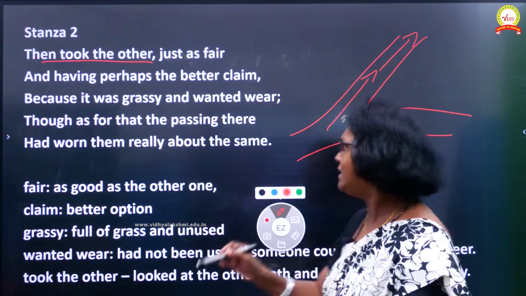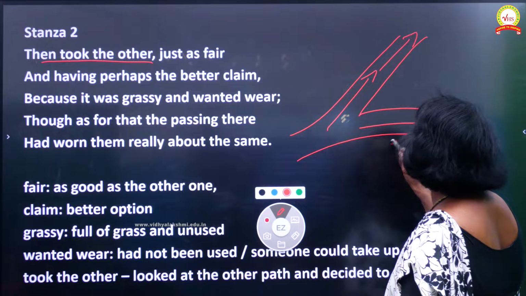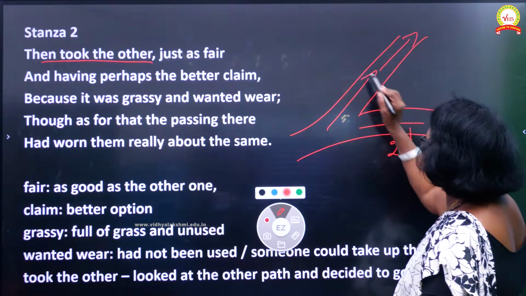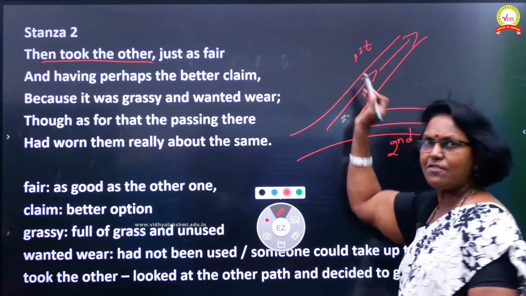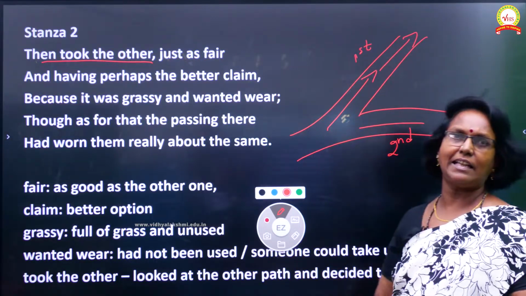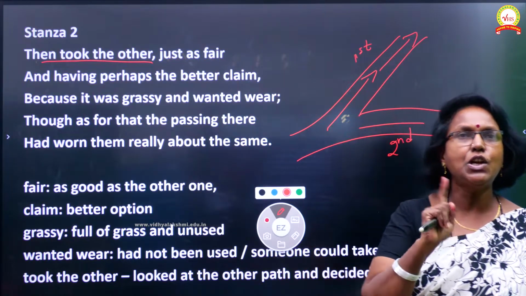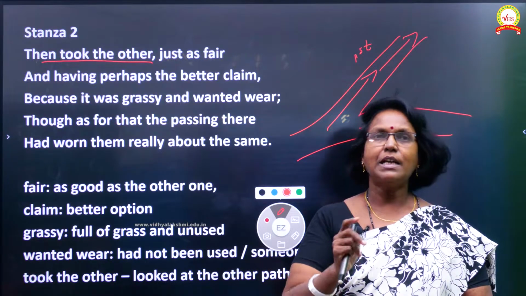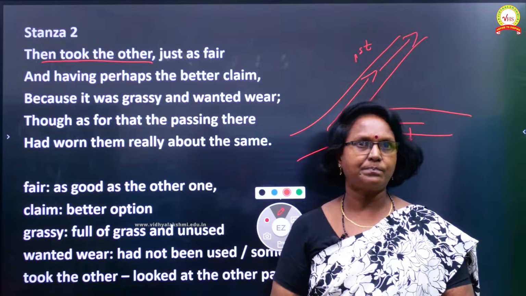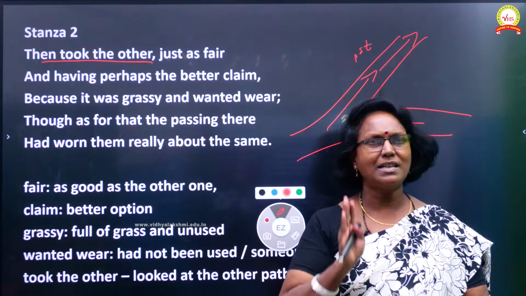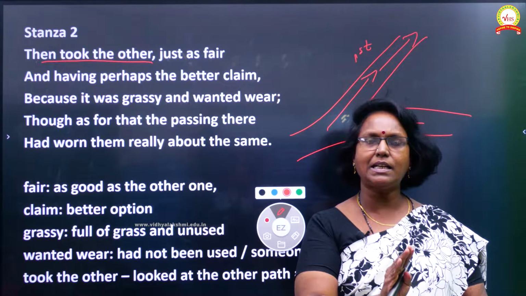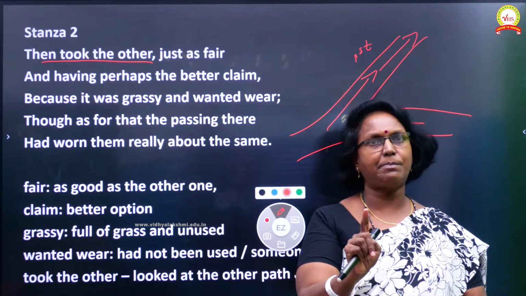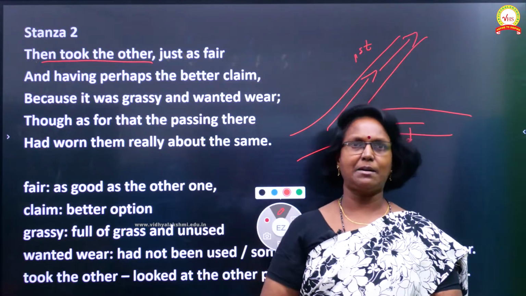Then he took the other means; he started to look at the second road. Let me write here first and second. This is the first path and this is the second path. So, he did not show any kind of partiality, or he was not judgmental. He took the same time that he had taken for checking the first path and the second path.